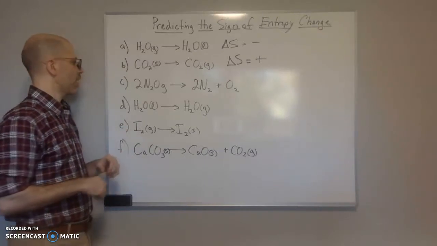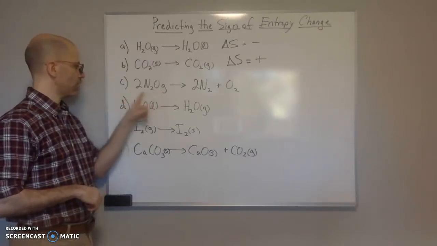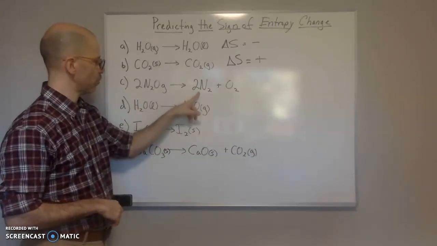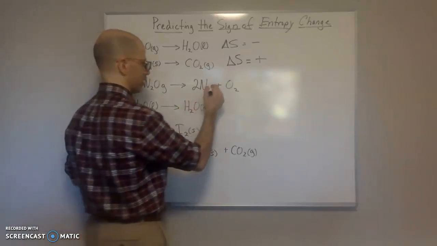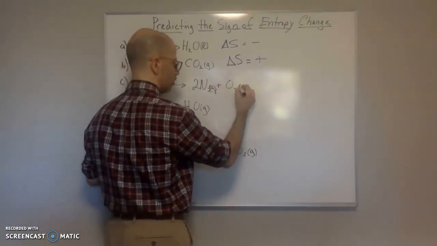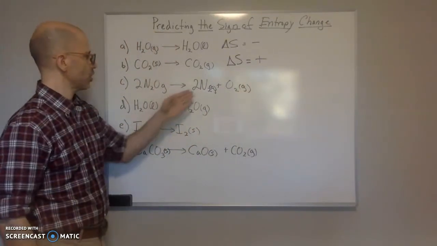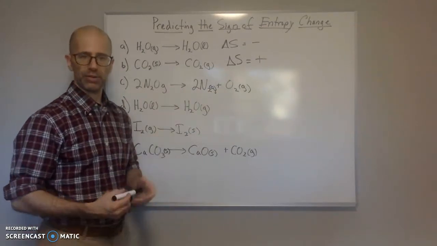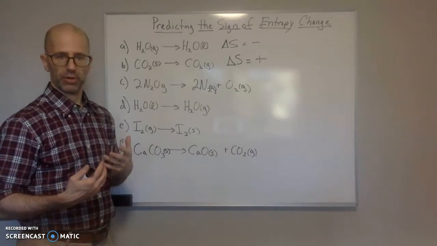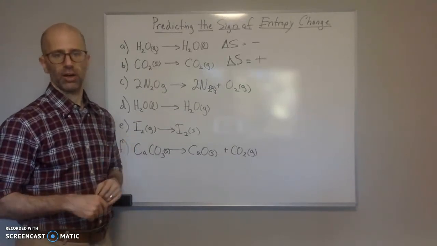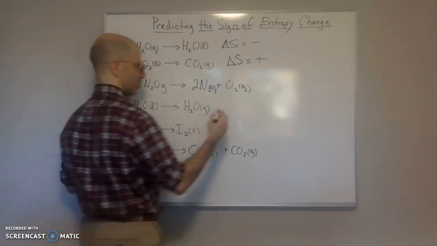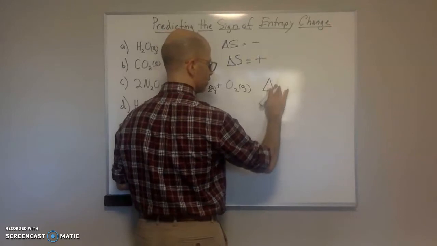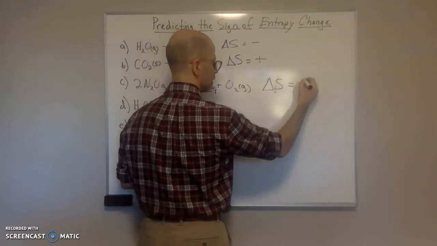Here we're going from 2 moles of gaseous N2O to 2 moles of N2 gas and 1 mole of O2 gas. So we're going from 2 moles over here to 3 moles total over here. We're increasing the number of moles of our gas. We're increasing the complexity, the disorder, and therefore that would be an increase in entropy. So delta S is going to be positive again.